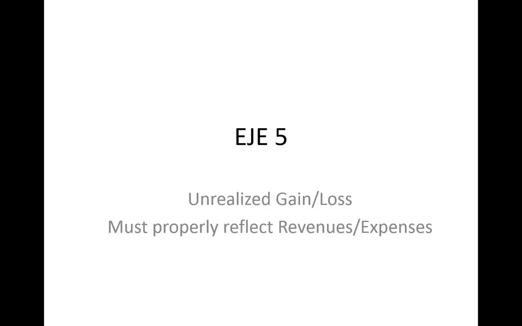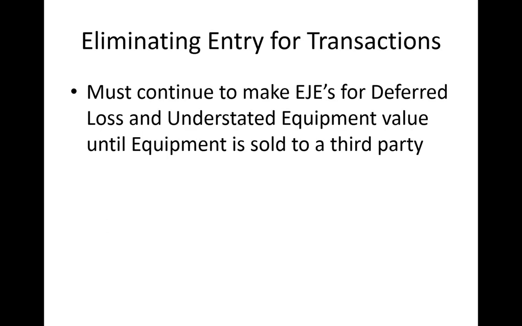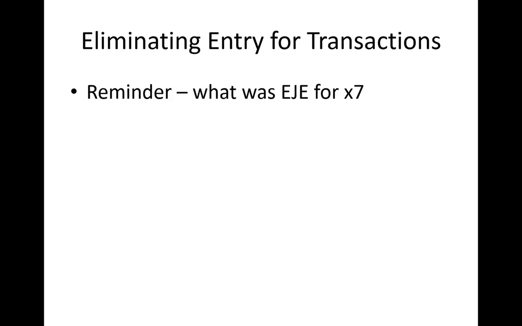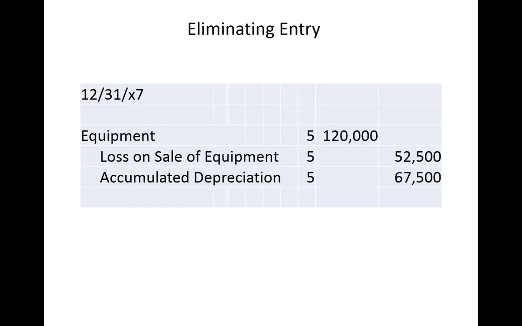The next thing we need to do is look at the deferred gain or loss, and we must properly reflect the revenues and expenses as well as any assets that we have. We know that we have a deferred loss, and we know that the equipment is understated, so we need to bring it up to its correct value. And a good starting point is, what did we do last year? This was the entry we made last year. We stated the equipment up to its correct value, we recorded the accumulated depreciation to its correct value, and we deferred the loss.